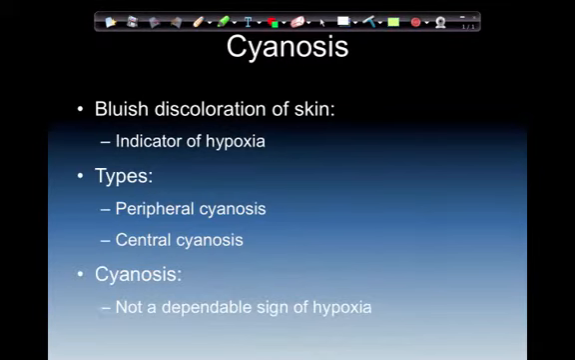Cyanosis, bluish discoloration of the skin. It's an indicator of hypoxia. We should probably not let them look like a Smurf or get completely blue before we actually start aggressive treatment on a respiratory case. Types: peripheral cyanosis can be due to hypoxia or can result from poor circulation in hands or feet. Central cyanosis is more likely due to hypoxia, and that would be at the core. Cyanosis is not a dependable sign of hypoxia.